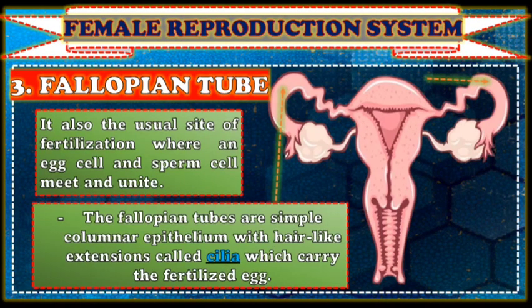The fallopian tubes are simple columnar epithelium with hair-like extensions called cilia, which carry the fertilized egg. So dito, mamamalagi or pansamantalang mamalagi yung tinatawag na egg cell at dyan sila magmi-meet ni sperm. So yung characteristics ni fallopian tube ay meron pala siyang mabalahibo, may mga tiny hair na andoon sa loob nito.